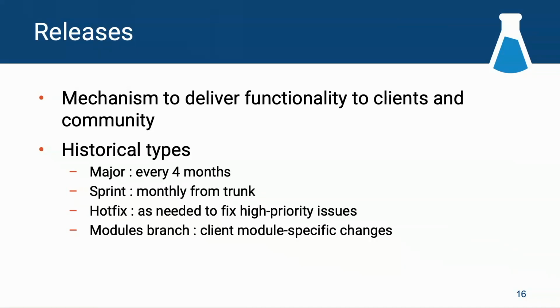Okay, so how do we get all this great code that we've developed as part of feature development into a release, a distribution for our clients? So for the historical types of releases, we've had our major release, which has a cadence of every 4 months. So we do 3 releases a year. We've also had what we call sprint releases.